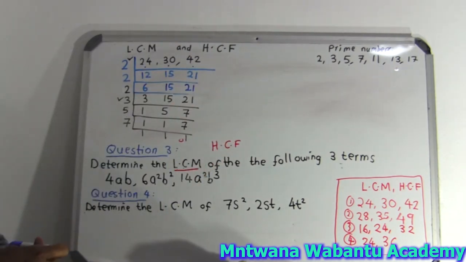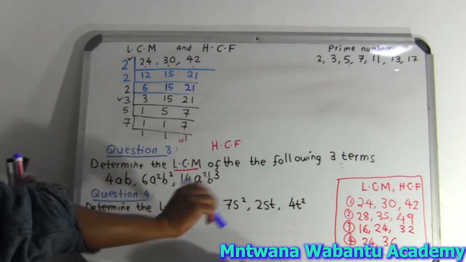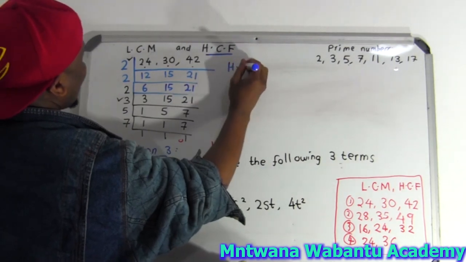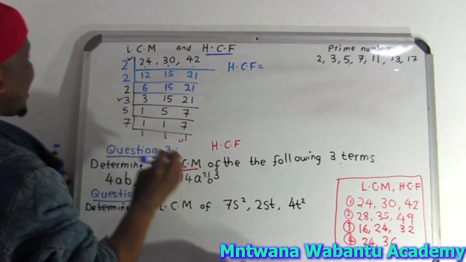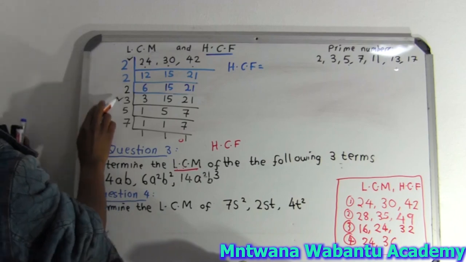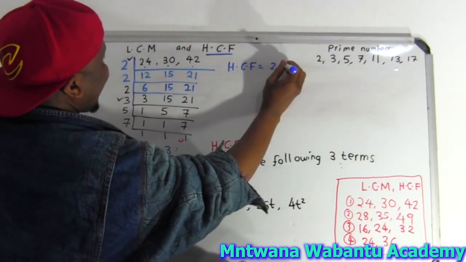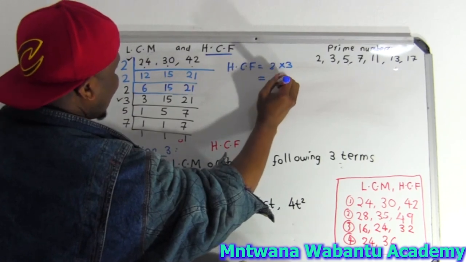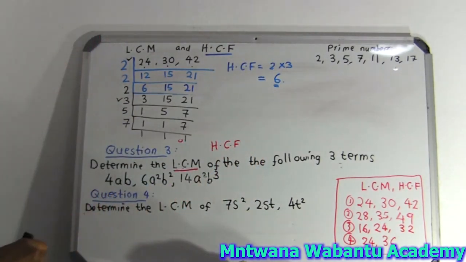So in that case, those numbers which divide the whole line are our highest common factor. The highest common factor is this one, which is 2, and then you multiply by the other one, which is 3. So our highest common factor equals 6. You know what I mean? Our highest common factor equals 6.